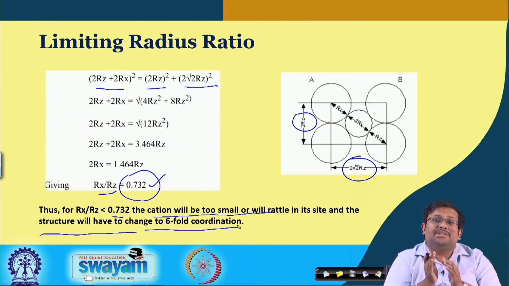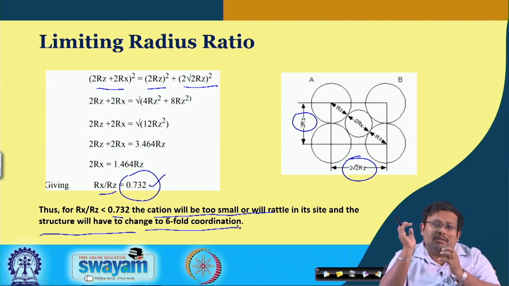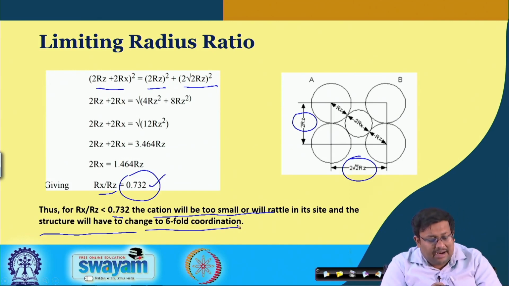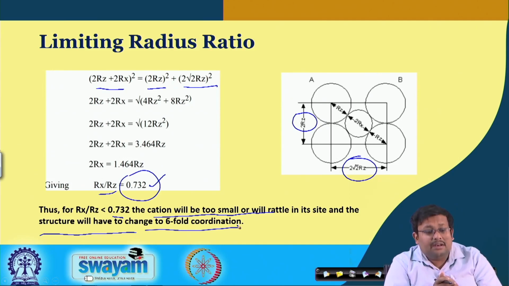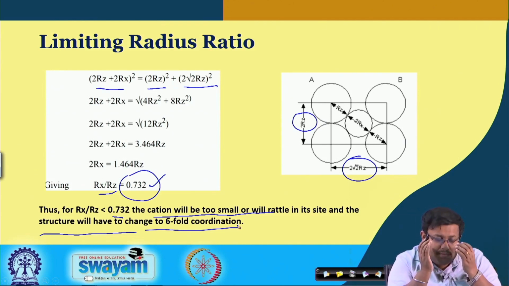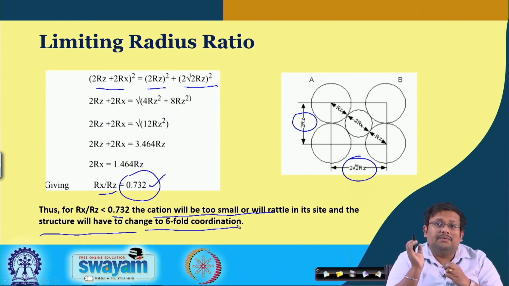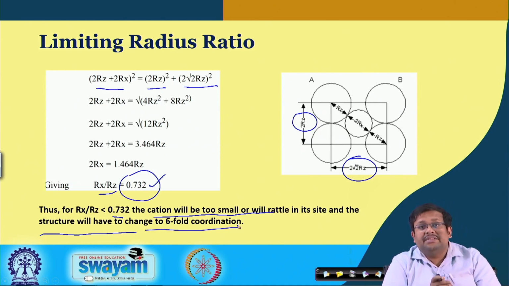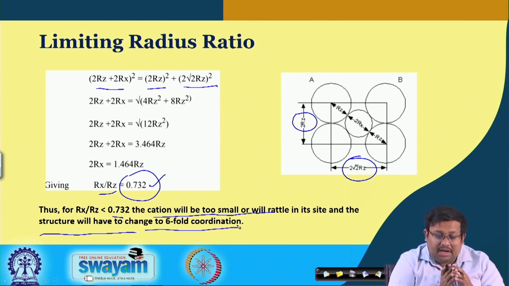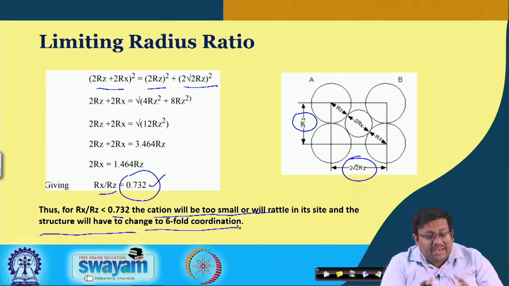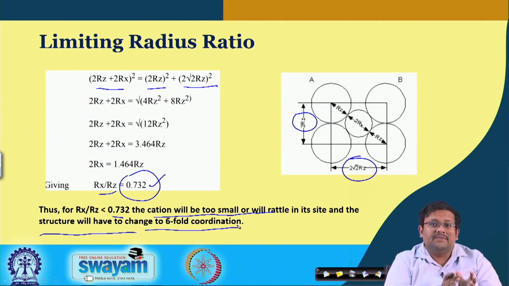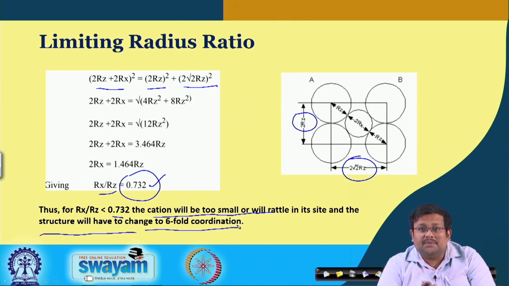So, if the radius ratio goes below a certain limiting no rattle limit, then the coordination will change from one form to another form. Again, when the radius ratio goes below 0.732, the 8-fold coordination will change to 6-fold coordination. So, we have seen how the 12-fold coordination will change to 8-fold coordination and then to 6-fold coordination.